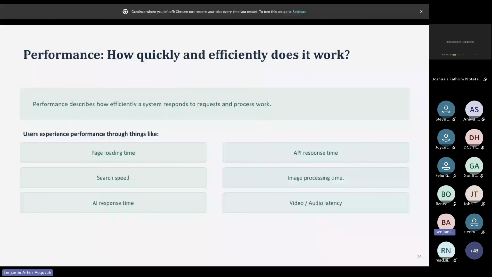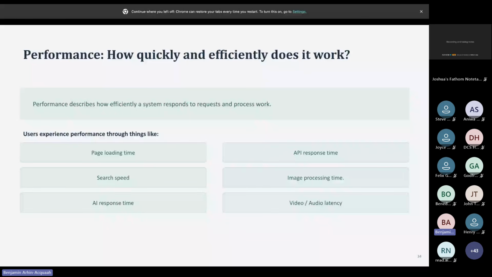And so we have AI response time, video and audio latency, right? When you have a video on a website and you click on it to play, does it lag, or is it able to continuously stream without breaking? All of that are performance issues that need to be handled. And these are all non-functional requirements. And the next thing is reliability.